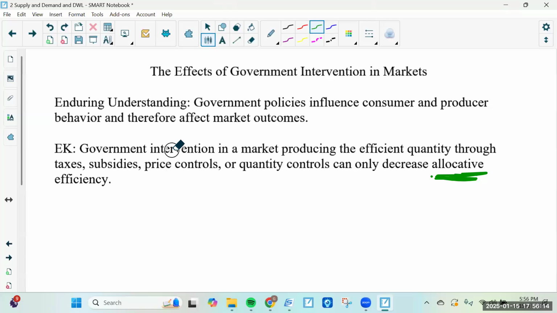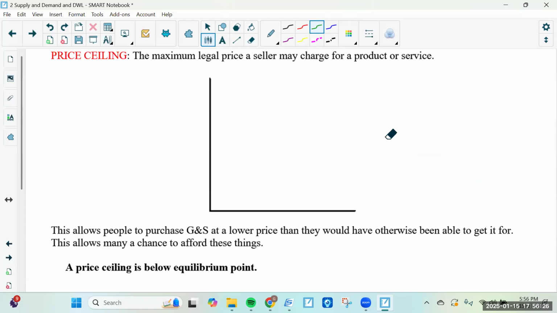What I always tell my students, in other words, is if a market's efficient and the government gets involved, they screw it up. That's the bottom line. And it is true. It's an economic reality. Governments tend to screw up markets if the market's efficient. Okay. Now, how do we know it's efficient or inefficient? That's the key here.